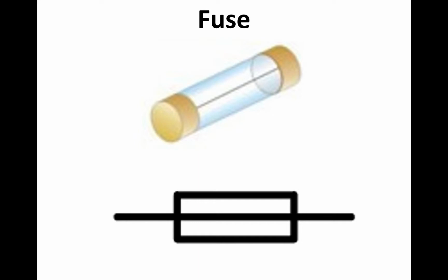This is a safety device. If the electrical current flowing through the fuse becomes too large, the metal wire through the center of the fuse will melt, breaking the circuit.